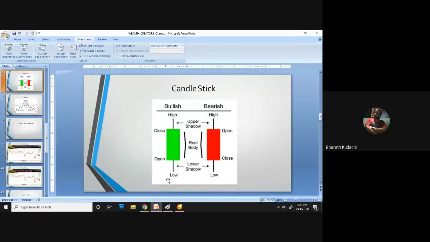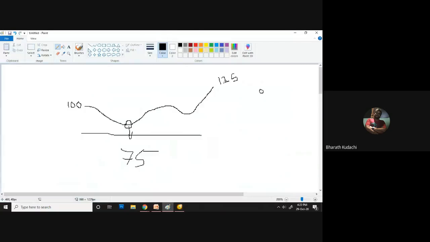Then my low would be 75. And what would be my high? The highest value that I have reached is when the market closed, that is 125 itself. So this is the high value.